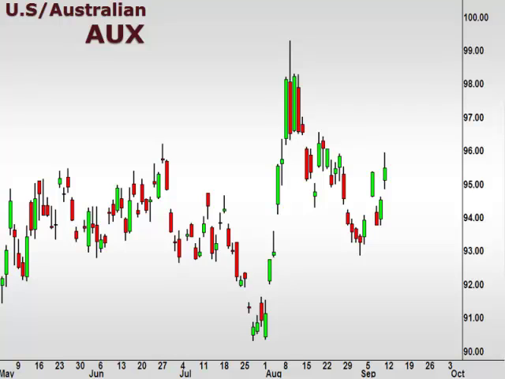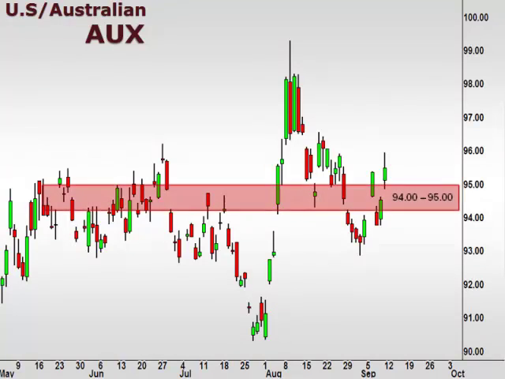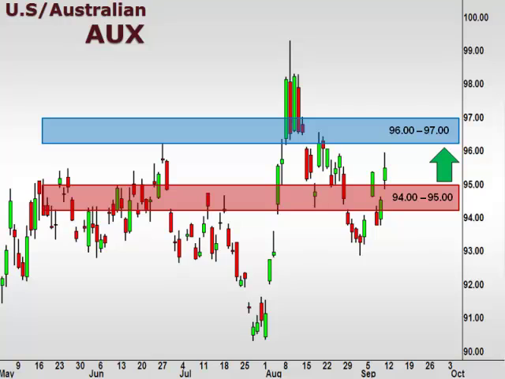Let's take a look at the U.S. dollar versus the Australian dollar as seen here in the ISC FX Options pair value AUX. The AUX has broken a resistance level at the 94.95 zone. This level now becomes support. The next upside target sits at 96.97.